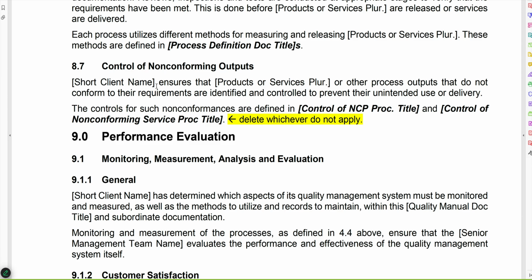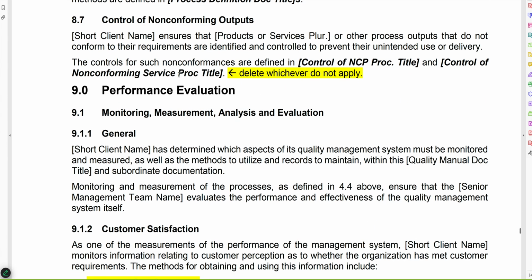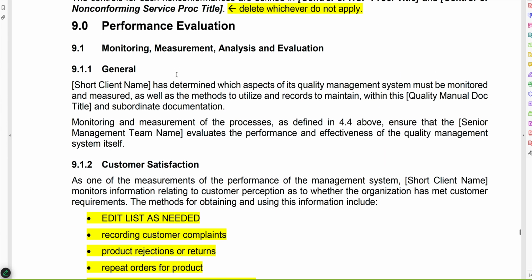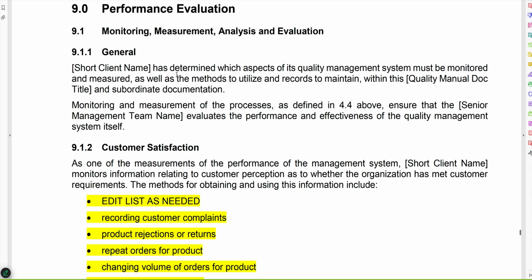Then we are going to look into performance evaluation in section 9. So when we talk about section 9 and the evaluation of the performance, we are going to talk about monitoring, measurements, analysis, and evaluation of each and every task that is being performed in the company.